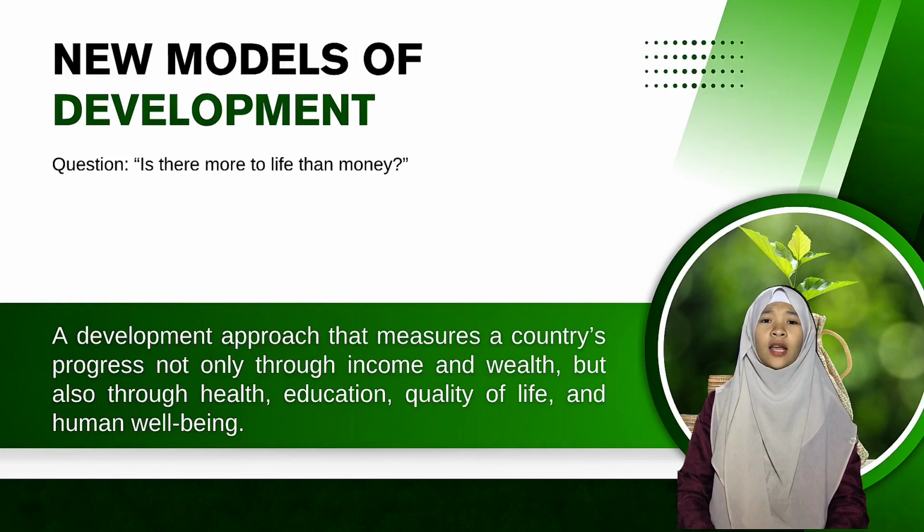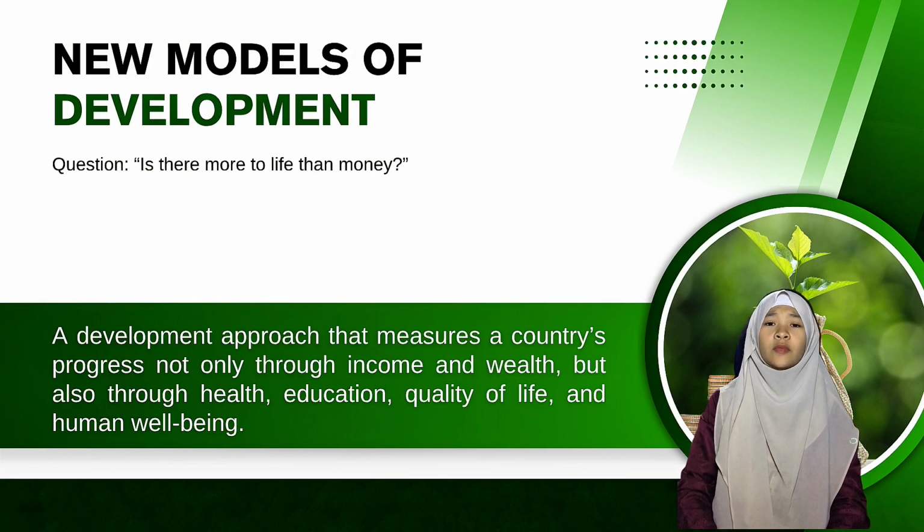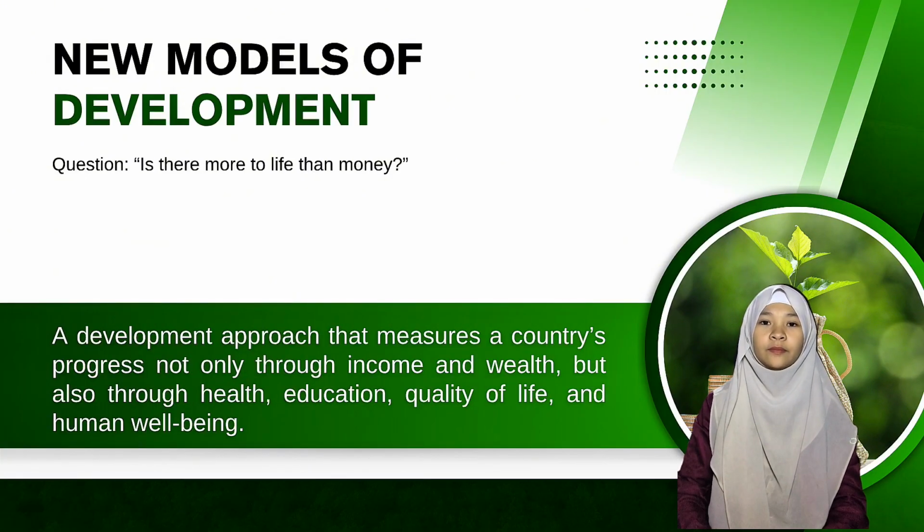First, life expectancy, how long people are expected to live. Second, adult literacy, the ability of adults to read and write. Third is school enrollment, access to education, and the fourth one is income, how much people earn. So this means that development is now measured not only by money but also by health and education.